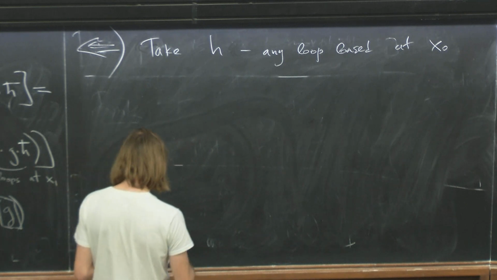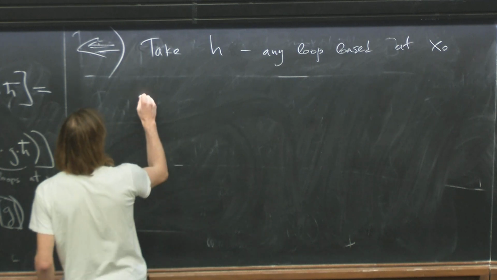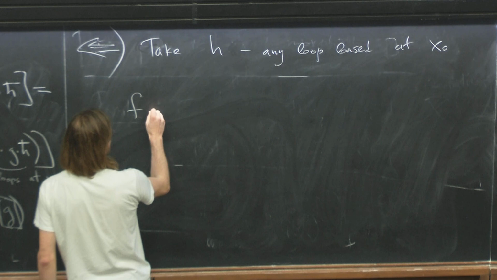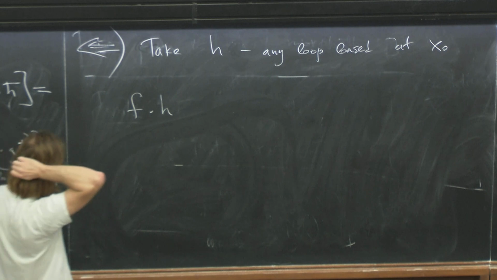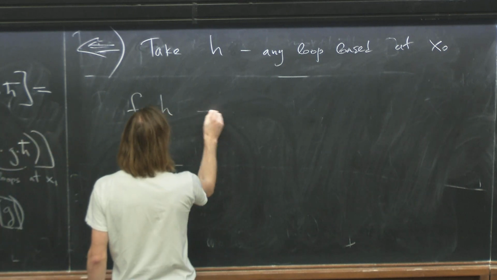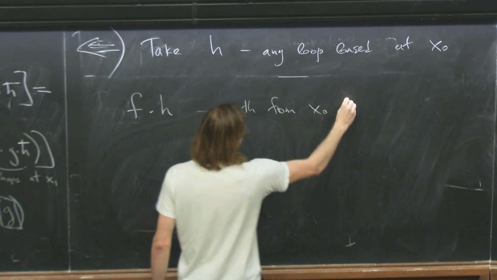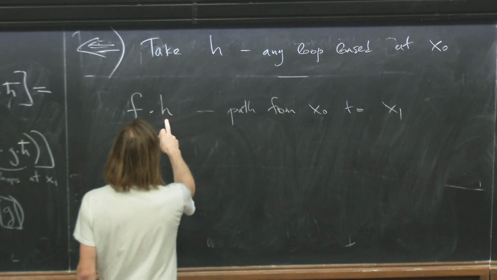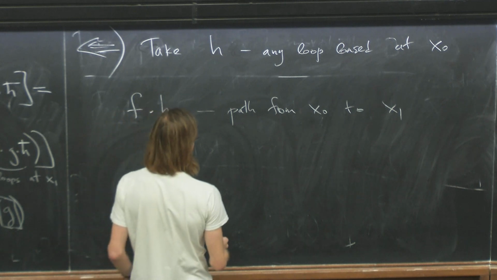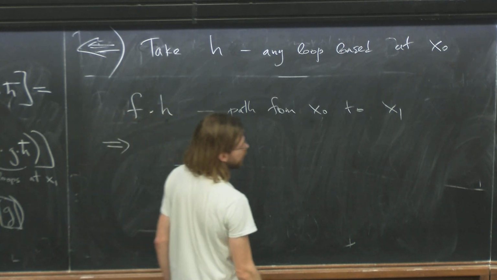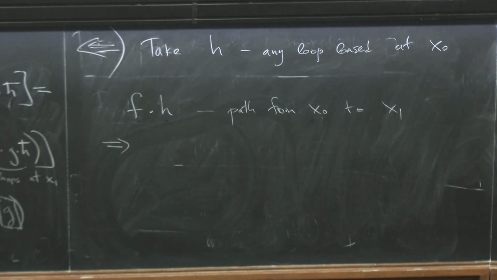And then what we want to do is consider the following composition, H and F. This will be a path from X0 to X1, because H takes us from X0 to X0, and F then takes us from X0 to X1. And we know that any pair of paths from X0 to X1 should be homotopic to each other.